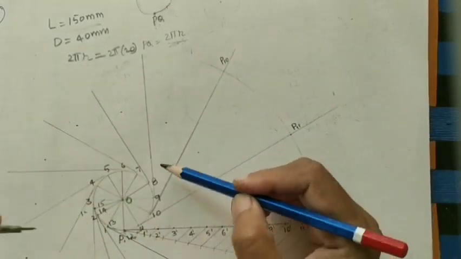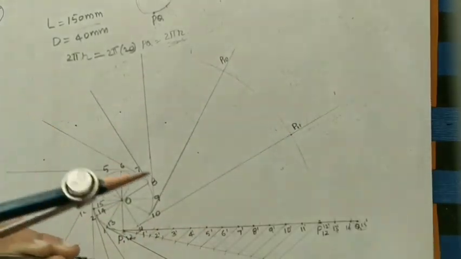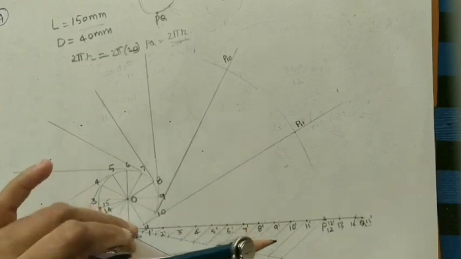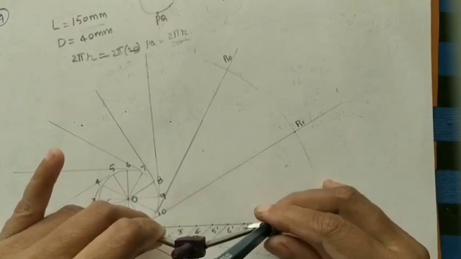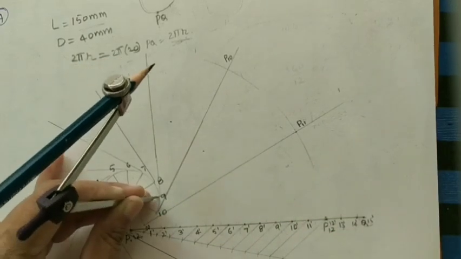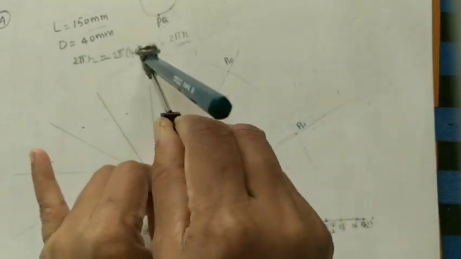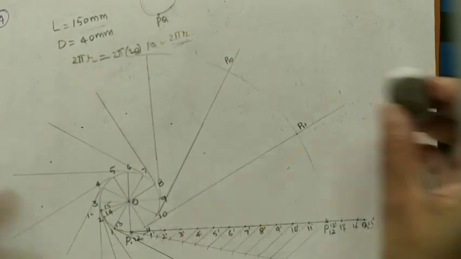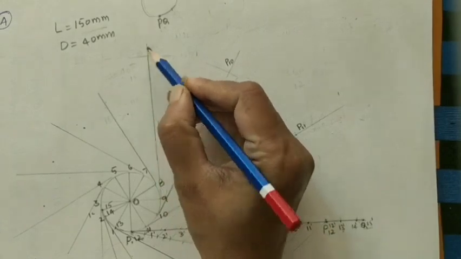After P10, mark P9 on the 9th tangent. P9 means from P to 9th point. So 9 as center, just do an arc here. Okay, remove this part, mark this point is P9.